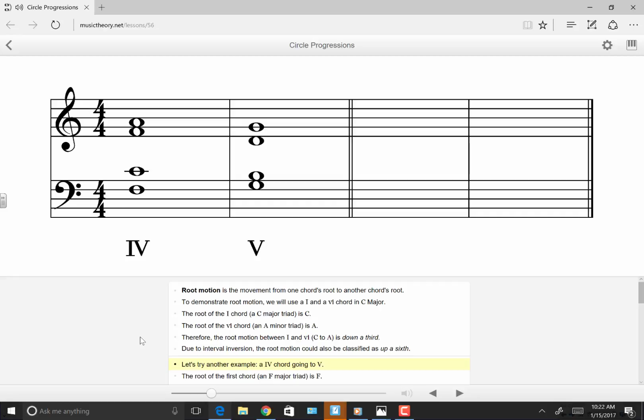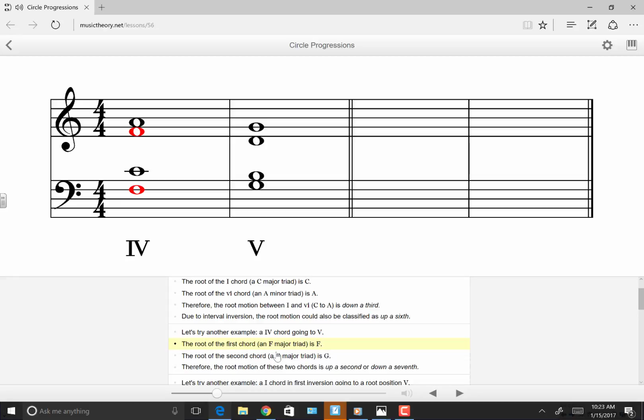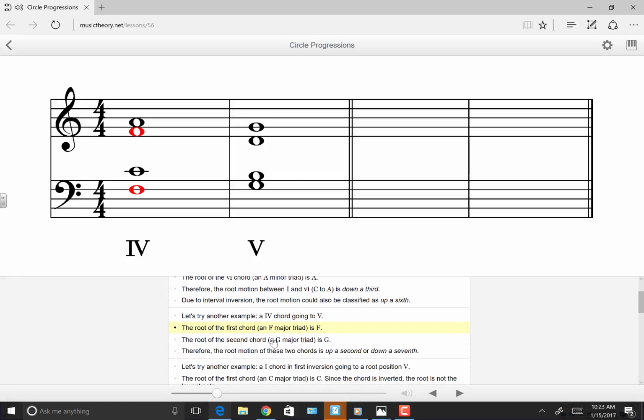Let's start out in C major again, but we'll start with the 4 chord, the major 4 chord. The root is F, and the root of the 2nd chord is G. Therefore, root motion of these two chords is up a 2nd or down a 7th. So hopefully this is making sense. One more example.